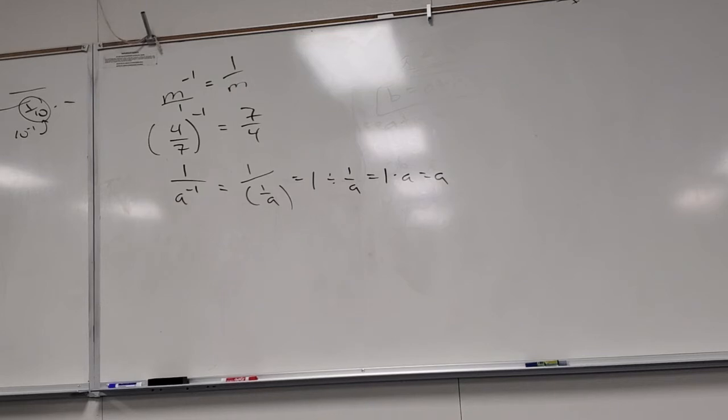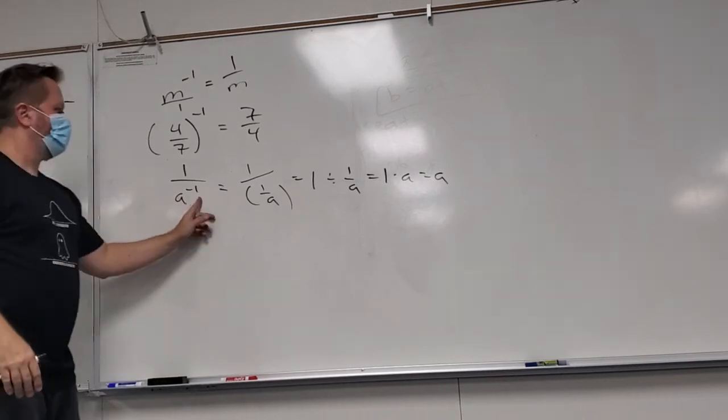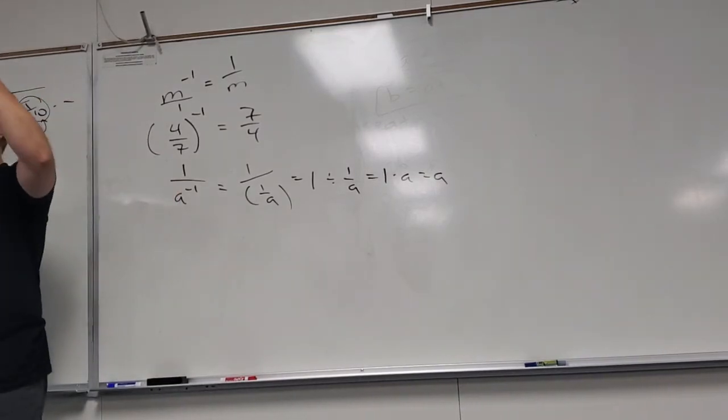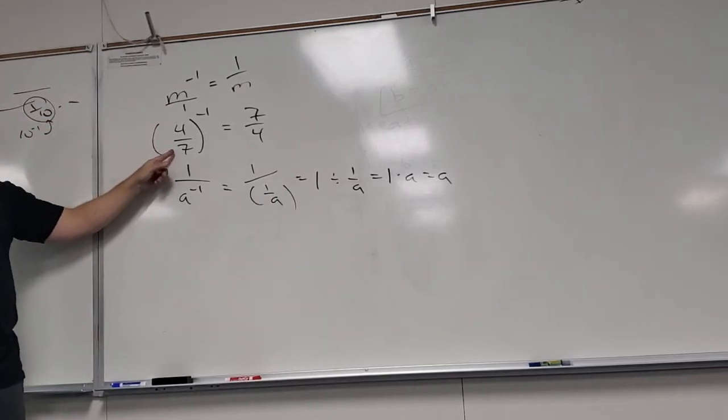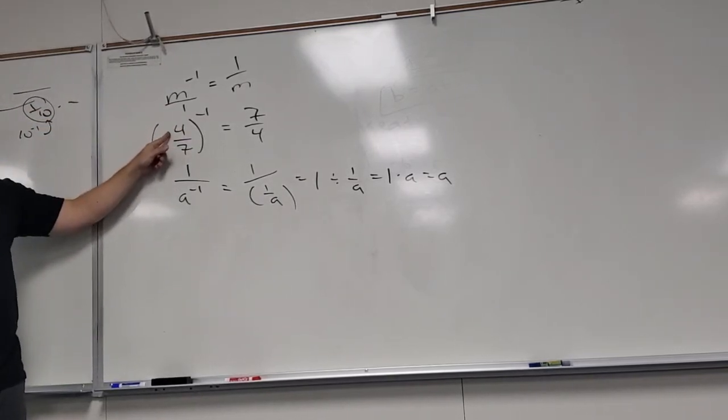That was interesting. All right, let me see. Totally lost my train of thought. So all a negative power means is flip. If it's on the bottom, it wants to be up. If it's on the top, it wants to be down. So look at this again. That means flip. 4 doesn't like it up there, wants to go down.